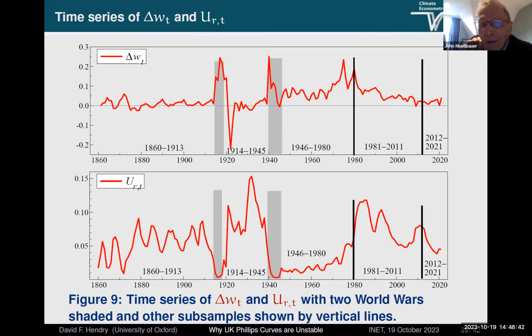Didn't Phillips, in the original paper, include import prices or raw material prices or something? There was something else that he had in his model, isn't that right? Not in the basic model. The first model he did, he had lots of other things because he knew they all mattered. But the original model was simply delta W and UR. That's the one that he did in the complicated way that Meghna Desai discussed.